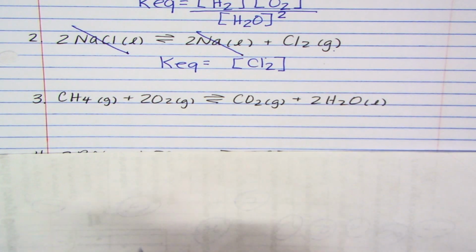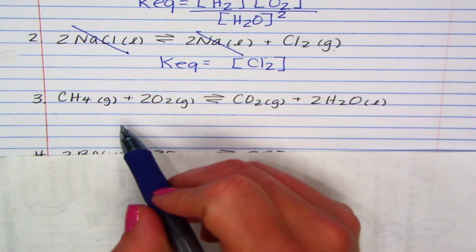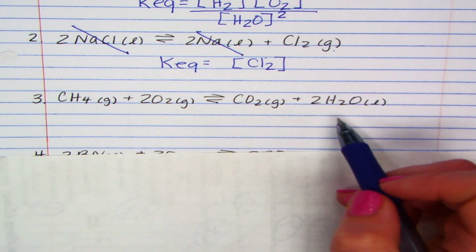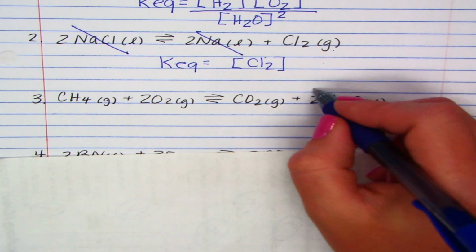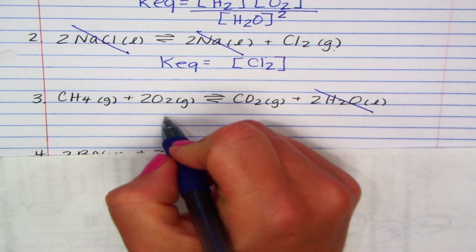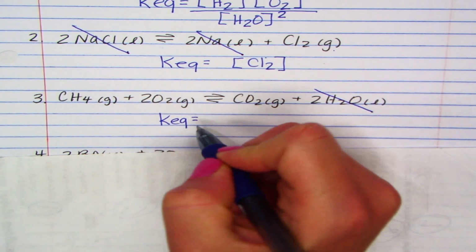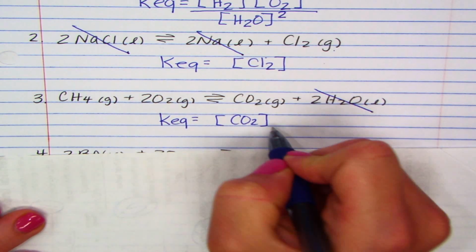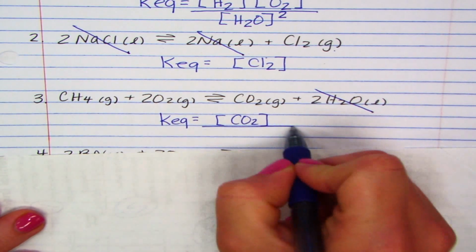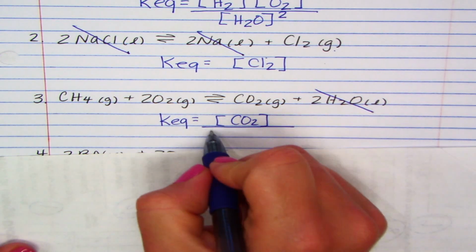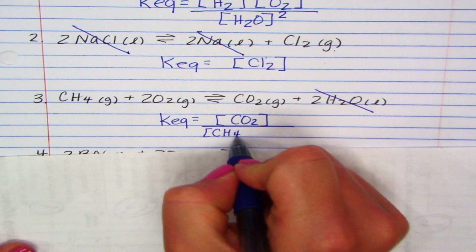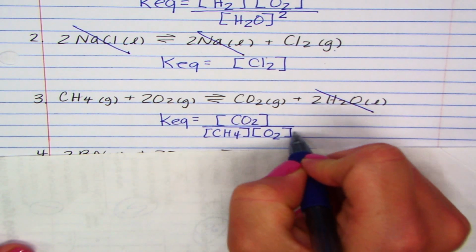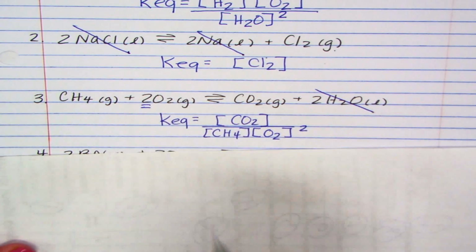Okay, for our next one, CH4 gas plus 2O2 gas yields CO2 gas and 2H2O liquid. I'm going to get rid of the liquid, and then I'm going to put the rest into the Keq equation. So products on top, CO2, no coefficient, so no power, over CH4, no coefficient, so no power, and O2 to the second, representing our coefficient there.